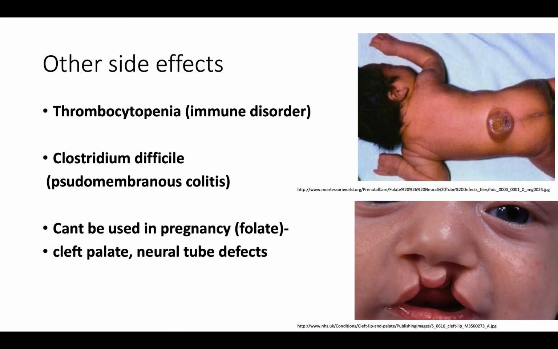Other side effects, أي شيء that targets folate حكينا can't be used in pregnancy because it targets folate, فبتعمل neural tube defects. هاي neural tube defects منهم كمان cleft palate and cleft lip. So neural tube defects is, I'm sure you have taken in pathology, يعني إنه the spine is not fully formed. Sometimes the meninges will pop out of the spine and will form this defect in the development of the spine.